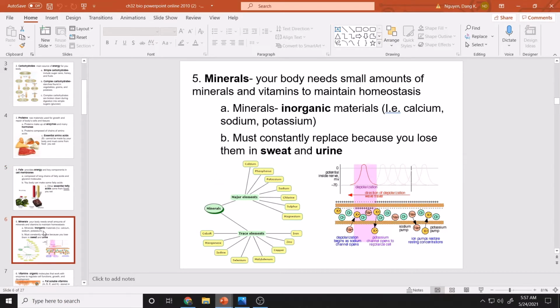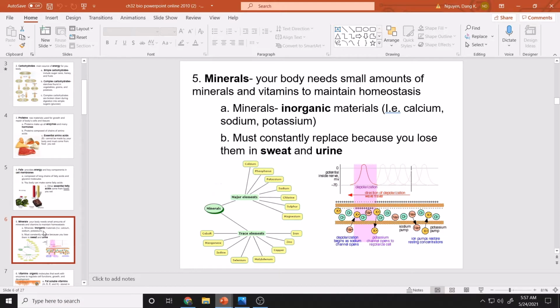Minerals are like trace elements or major elements, things like calcium, phosphorus, potassium, sodium. I know for sure potassium, sodium, and chlorine are used in triggering nerve signals. It's called the action potential. We went into this a little bit during the nerve and endocrine system unit. So those are major elements that your body needs to perform.